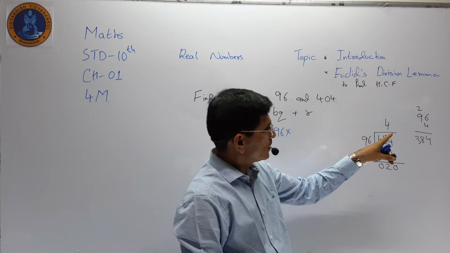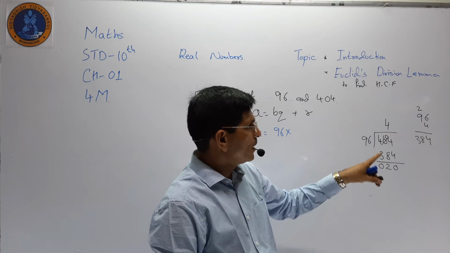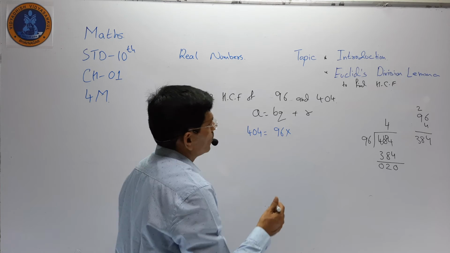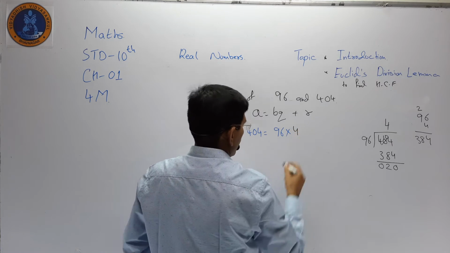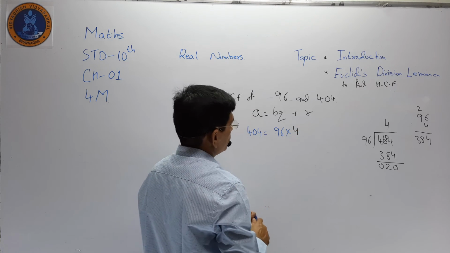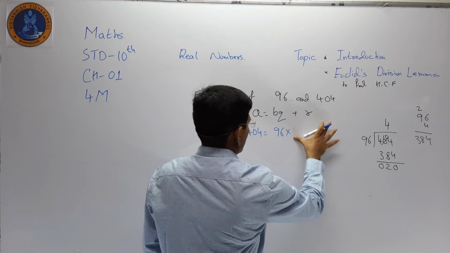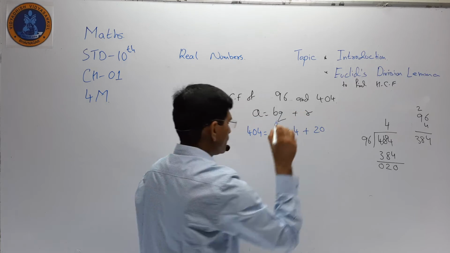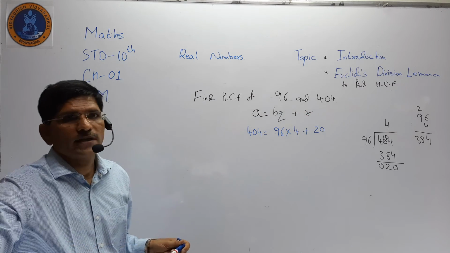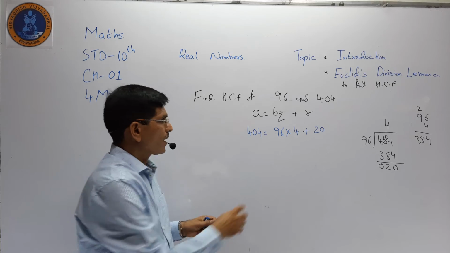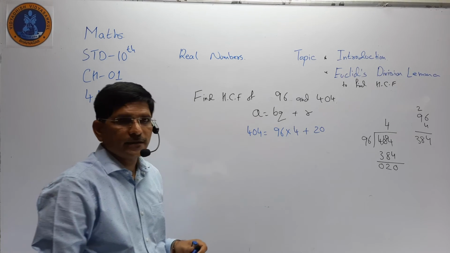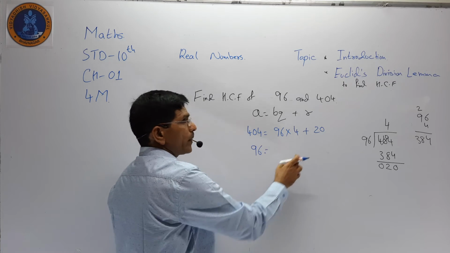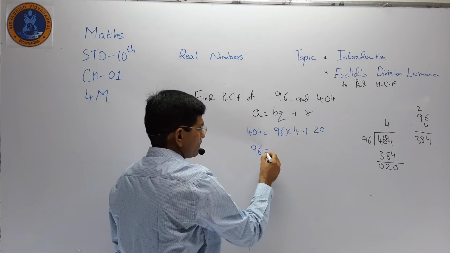So I get 4 here plus remainder 20. Now what is my next step? I have to write 96 here. So 96. 20 I have to shift here.